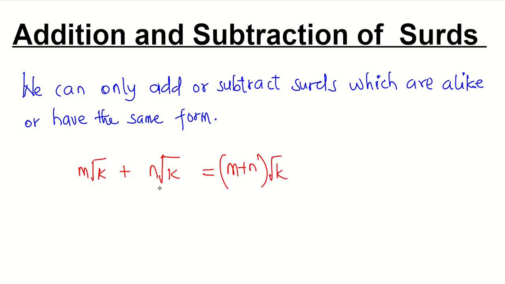That's the addition part. The same thing applies to the subtraction aspect. If you have m square root of k minus n square root of k, provided the root components are the same, then we can subtract the coefficients and write one of the root components since they are the same. So our solution is m minus n, square root of k. And this is the basic idea governing addition and subtraction of surds.